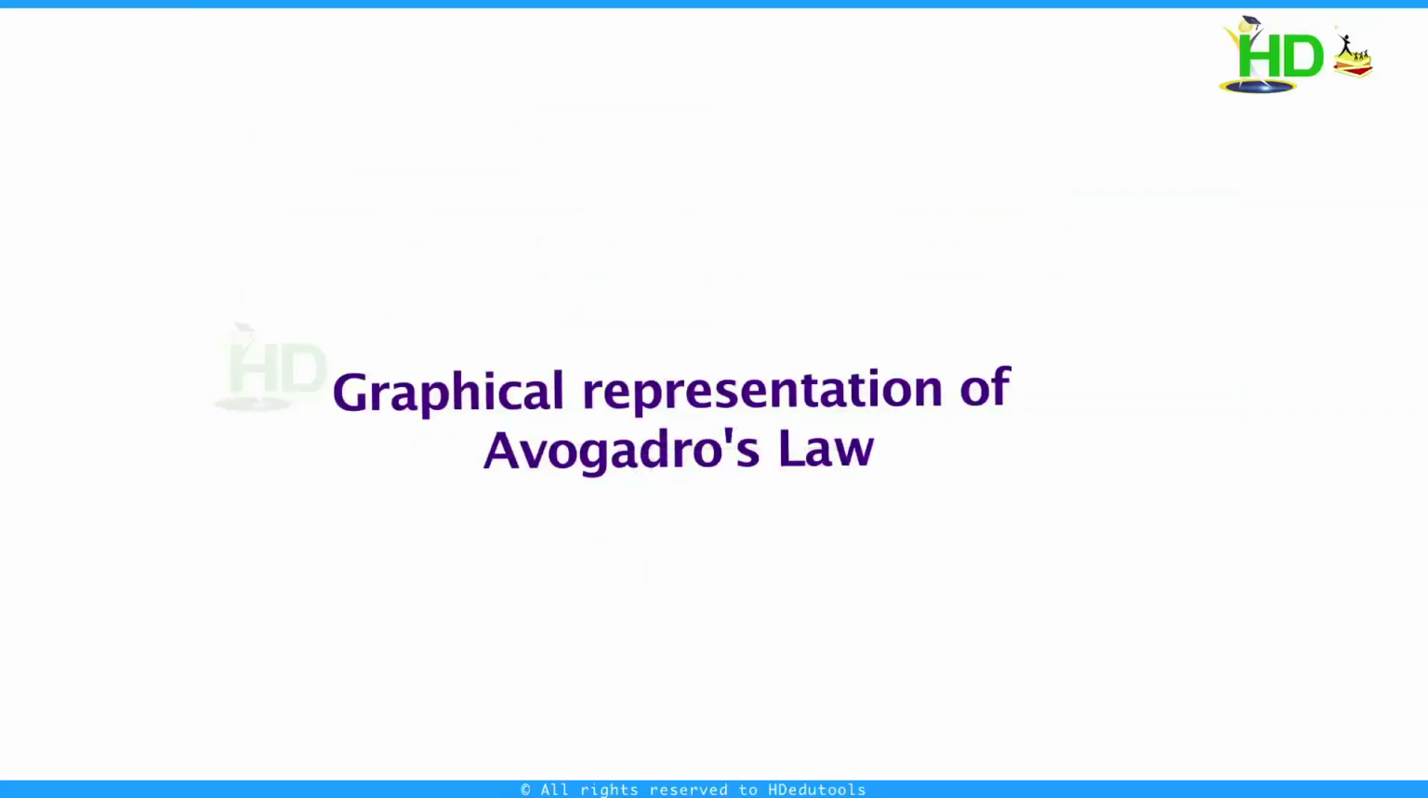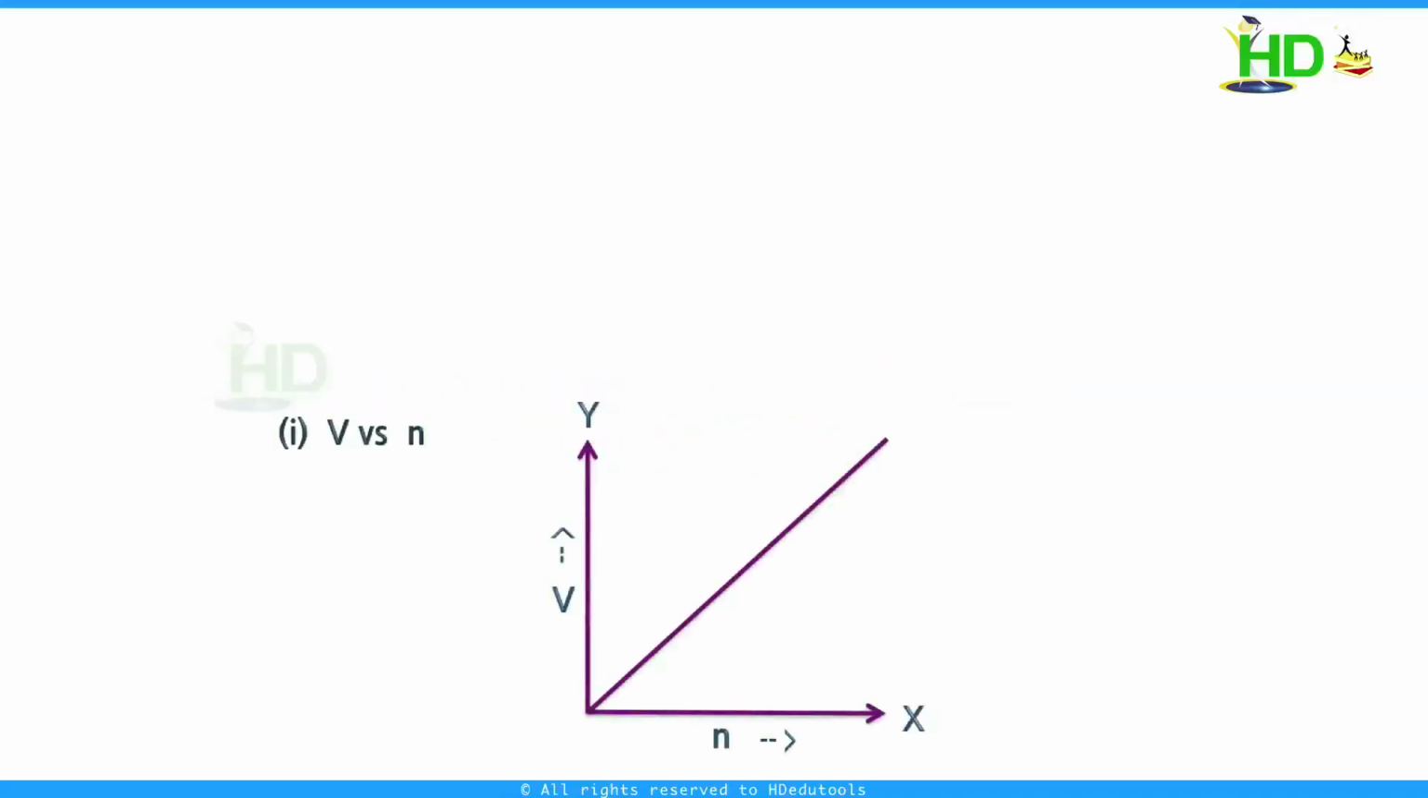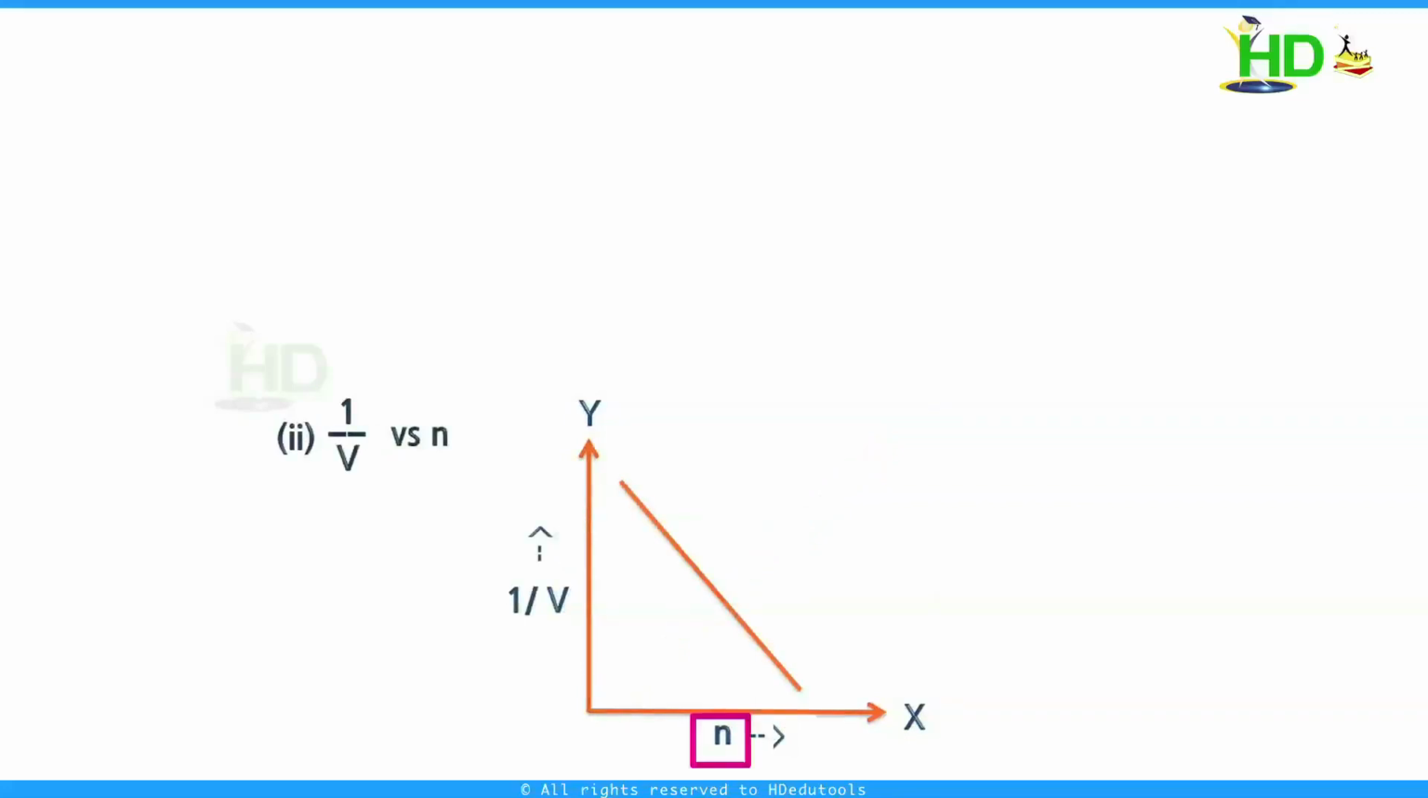The graphical representation of this law: as V is proportional to n, if we draw a graph taking n along the x-axis and volume along the y-axis, we get a straight line passing through the origin. Similarly, if we draw a graph taking n along the x-axis and 1 by V along the y-axis, we get a straight line having negative slope, as shown in the figure.